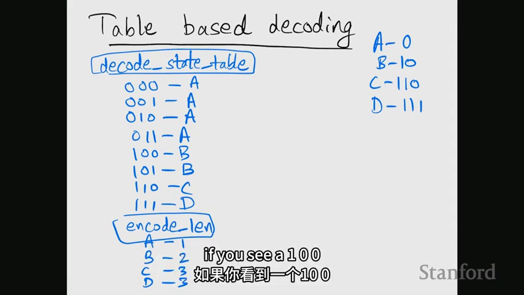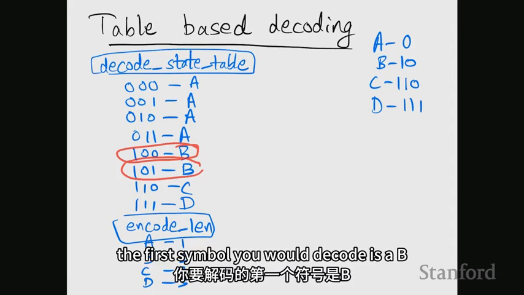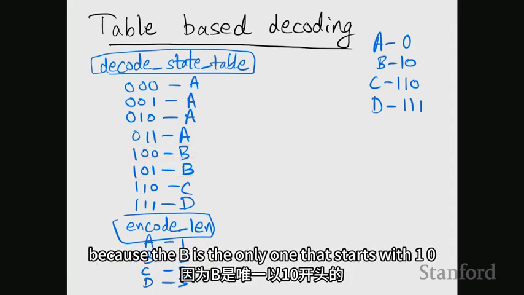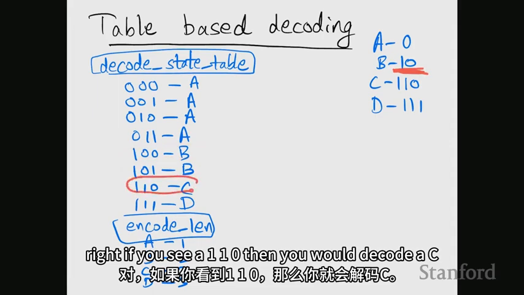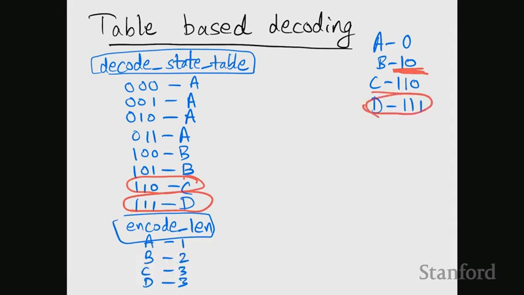If you see a 100 or a 101, the first symbol you would decode is a B, because B is the only one that starts with 10. If you see a 110, then you would decode a C. If you see a 111, you would decode a D.